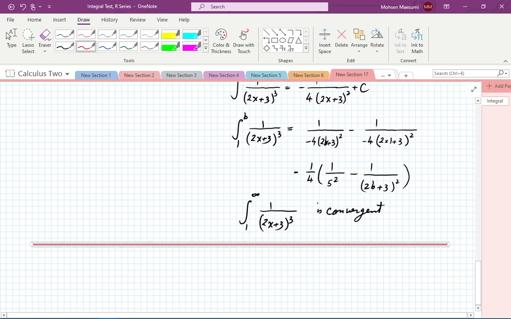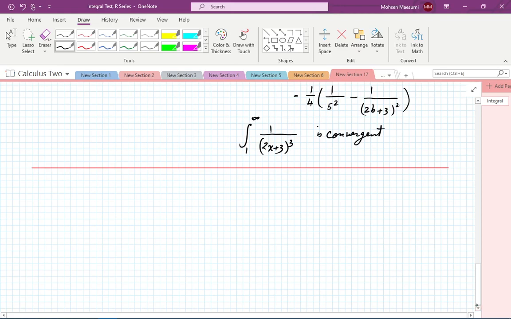Okay, one of the most important series whose convergence or divergence can be established in this fashion is the so-called P series.